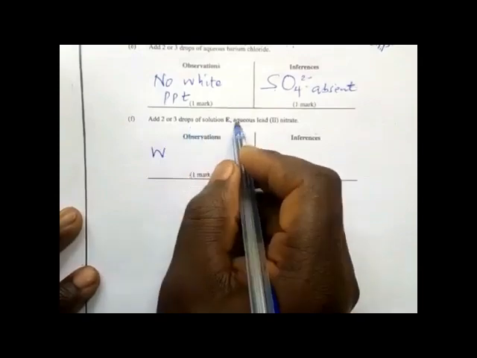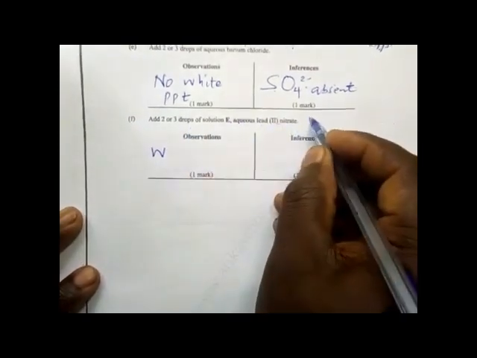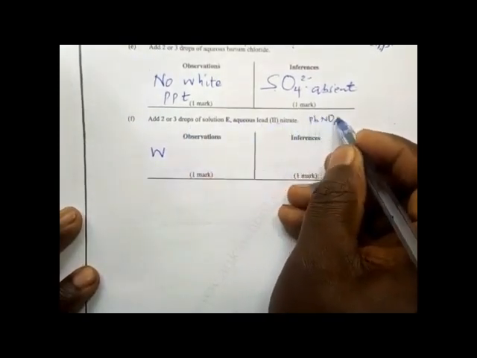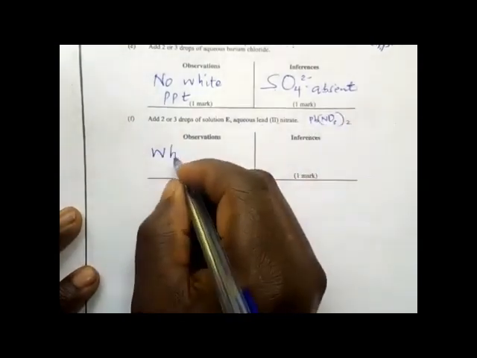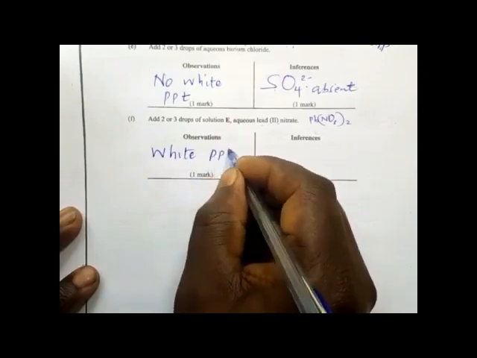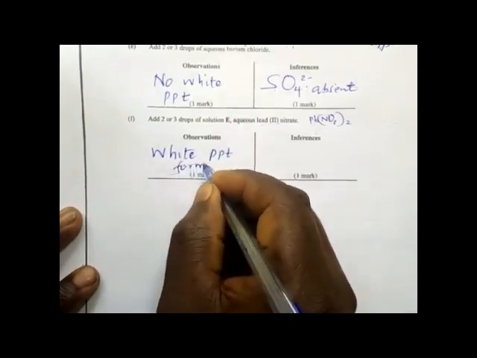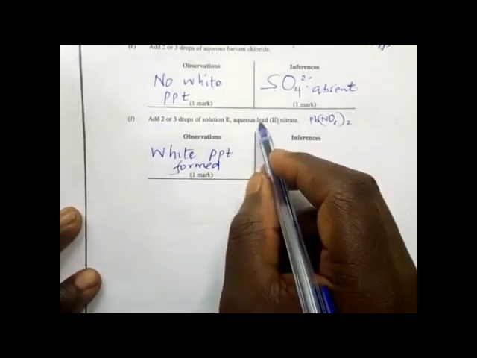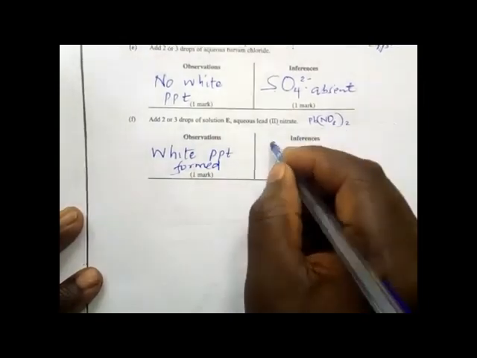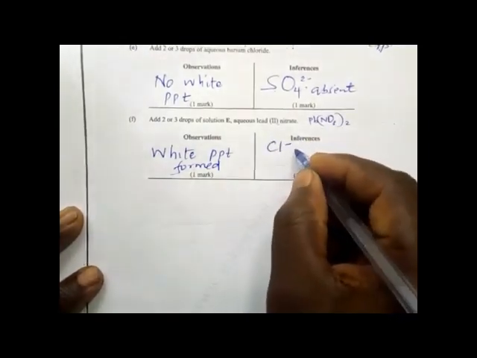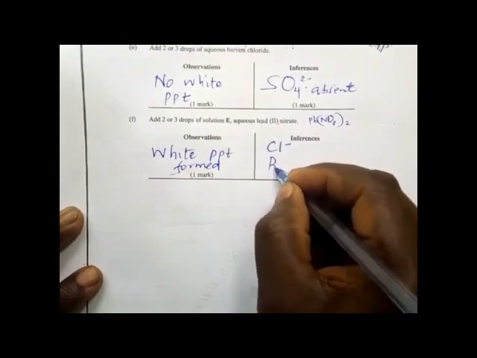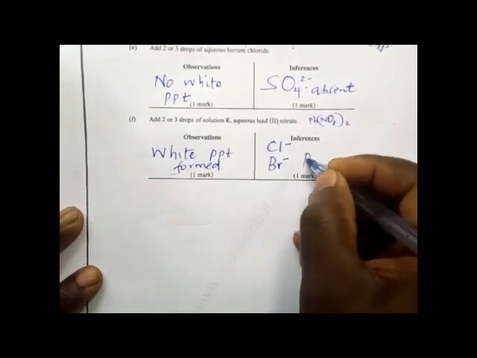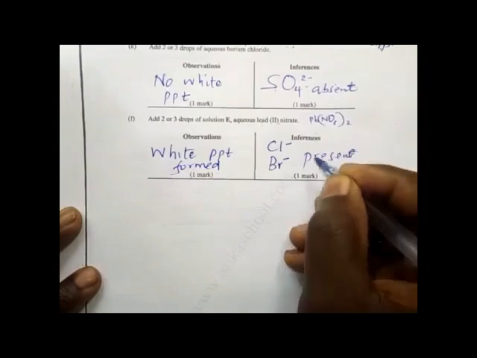We are adding lead nitrate, then a white precipitate is formed. That confirms that there are chloride ions inside. Chloride ions. You can also say bromide ion present.